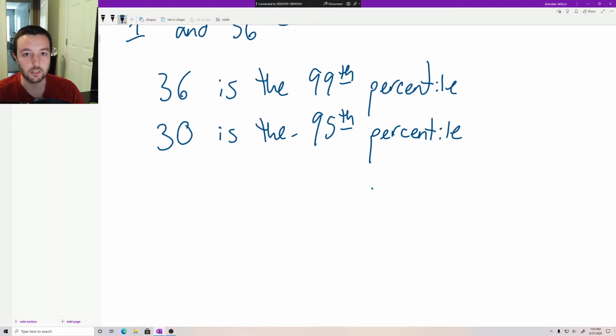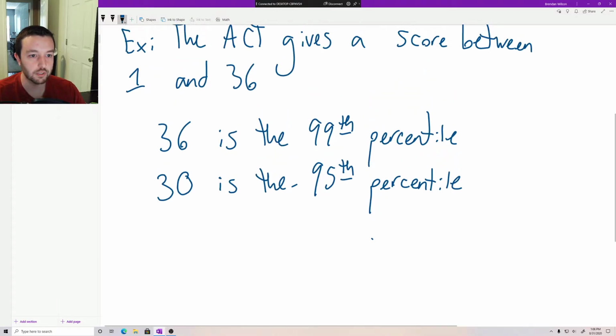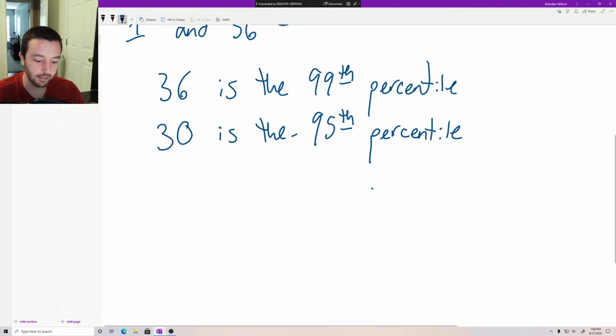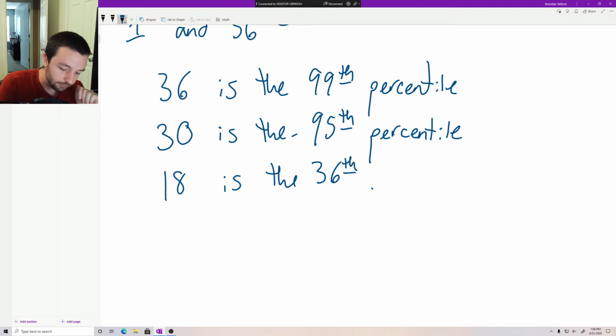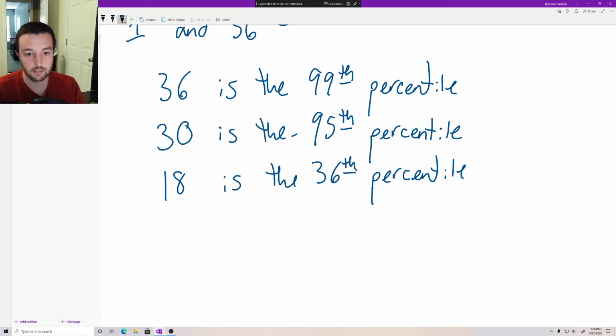So where's the halfway point? Okay, the scores are between 1 and 36. So naturally we think, okay, 18 is probably the 50th percentile, but that's not actually the case. I have them pulled up here. 18 is the 36th percentile. And this is according to the most recent data, of course. I think it can change year to year. But 18 is actually the 36th percentile.